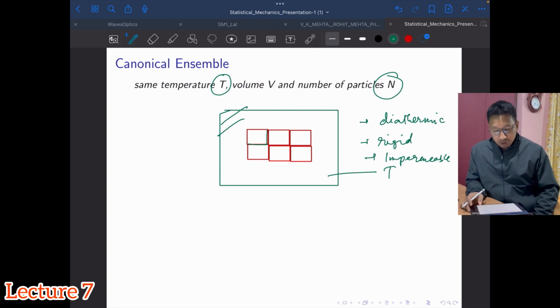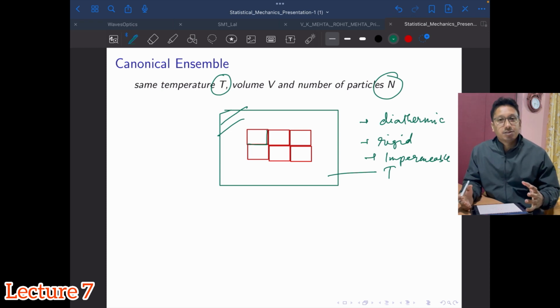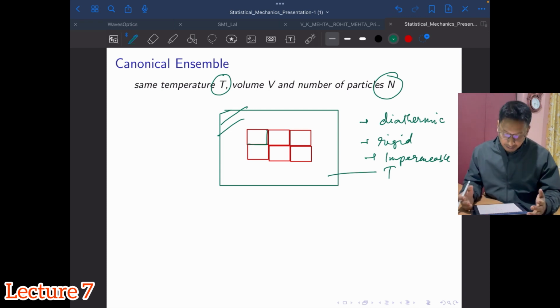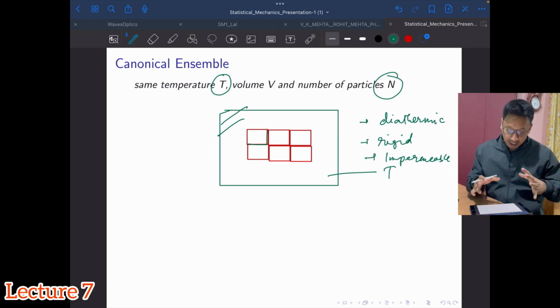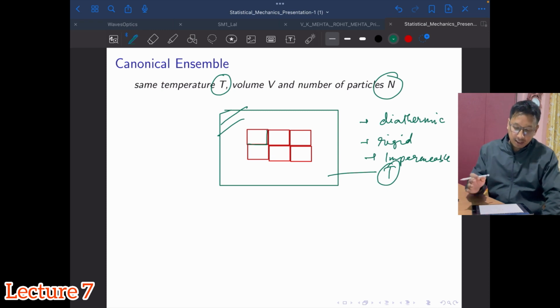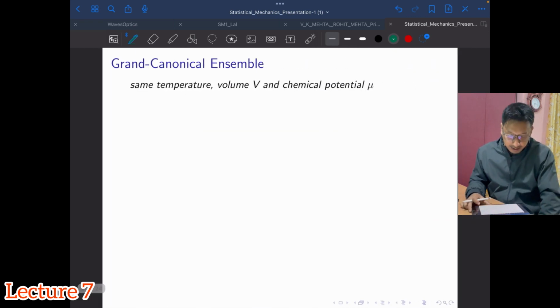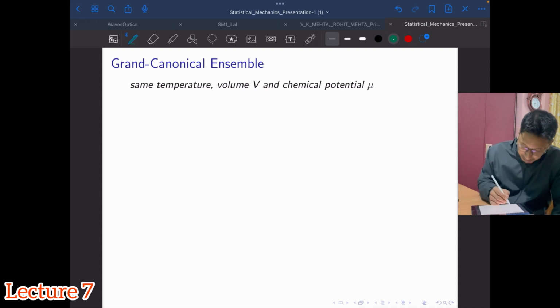Earlier, in the microcanonical ensemble, energy was constant. But here that condition is relaxed, so the entire set of systems is connected to a heat reservoir. The temperature is maintained at T for all the systems, and the volume and the number of particles are the same for each one of them. They are made up of rigid and impermeable walls. Okay, and for the grand canonical ensemble, it has the same temperature T.